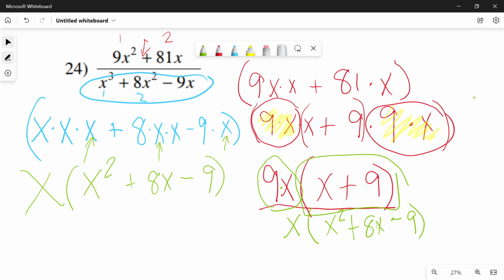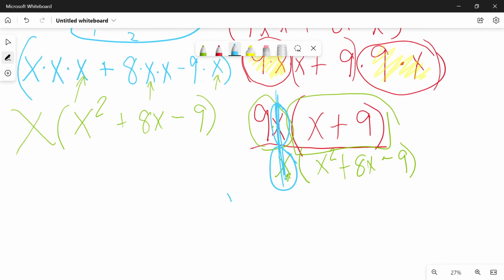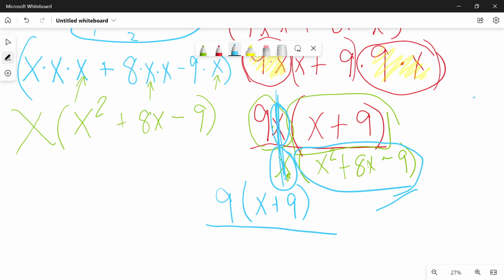x squared plus 8x minus 9, right? So this x here and this x here, they can cancel out. So then I've got 9 times x plus 9. Trying to make this look a little simpler. And on the bottom, I just have this thing, right? Which is x squared plus 8x minus 9.